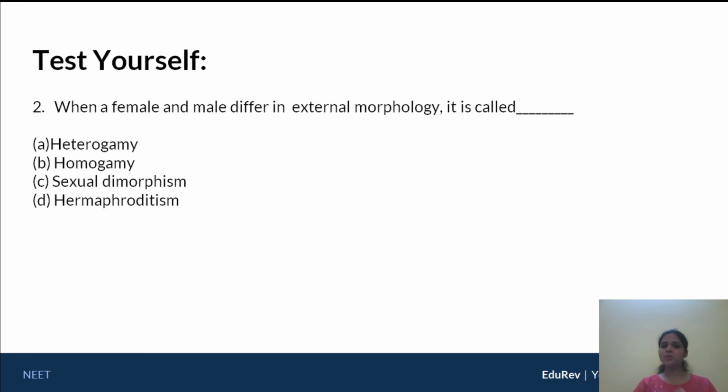Okay, so coming to the word sexual dimorphism. Sexual dimorphism means because of your sexuality, you are different in your external morphology, so sexually dimorphic. For example, in case of humans, separate male, separate female, based on the sexes. So the answer here is going to be C, sexual dimorphism.